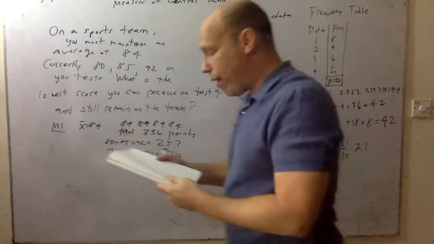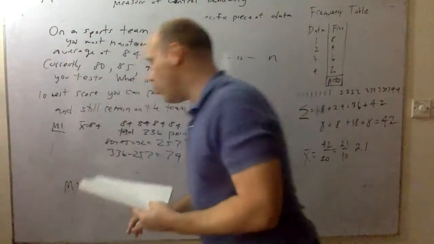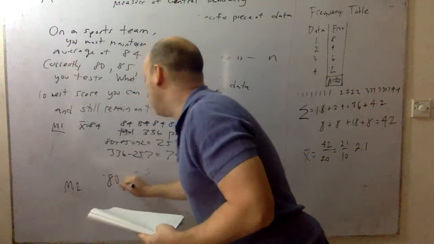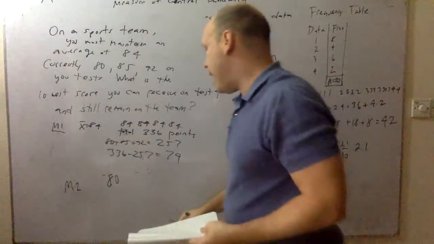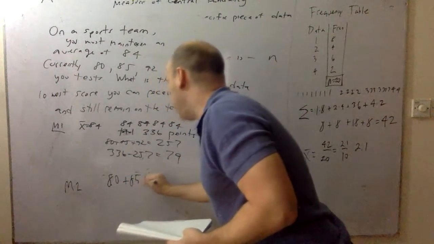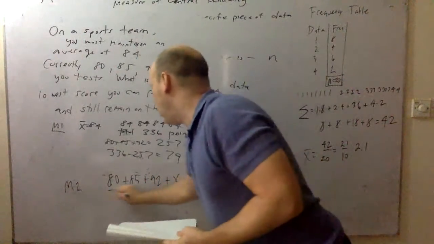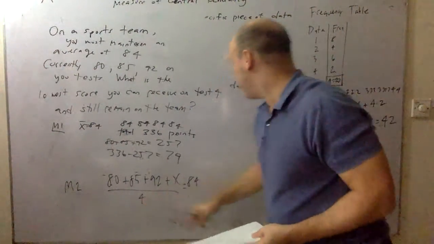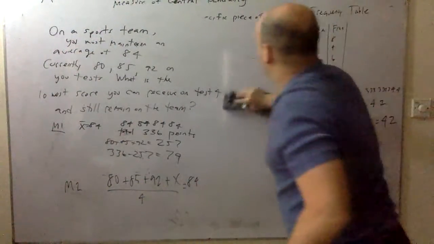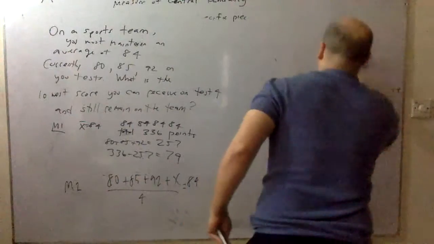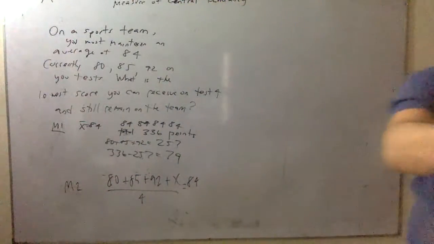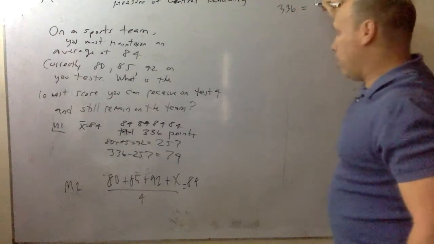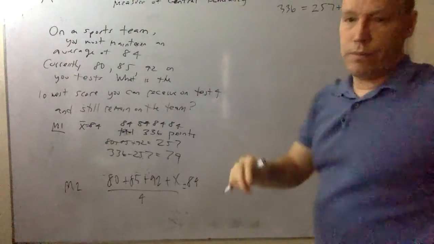The more advanced approach is to write an equation out. It's up to you whatever approach you want to do. It's basically the same method. We have 80 plus 85 plus 92 plus x over 4 equals 84. 84 times 4, let's do it over here. 84 times 4 is 336, is equal to 257 plus x.